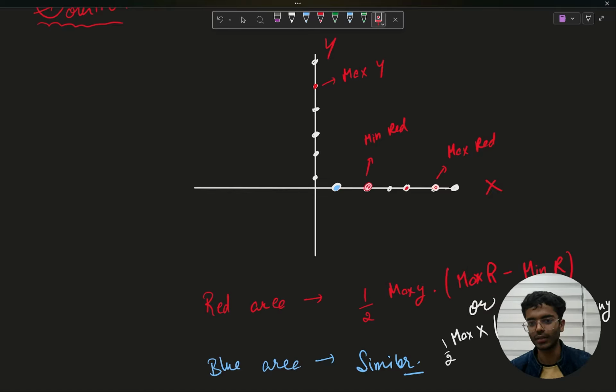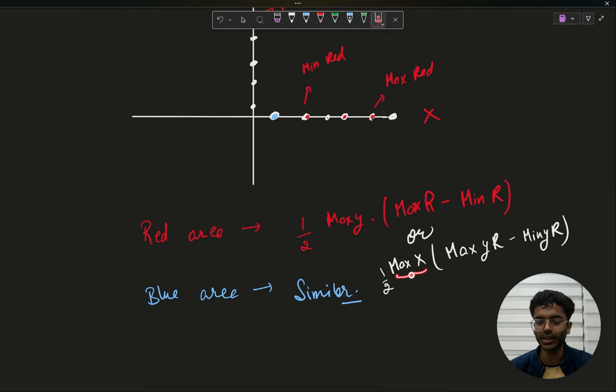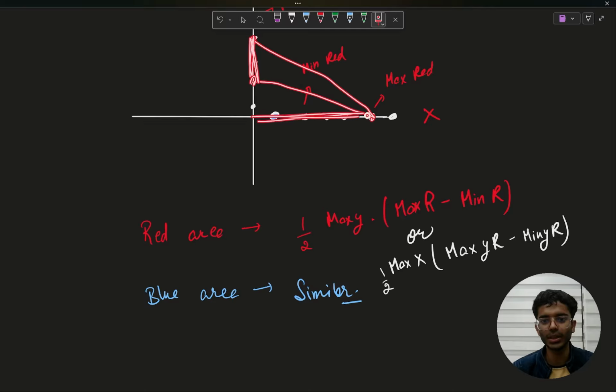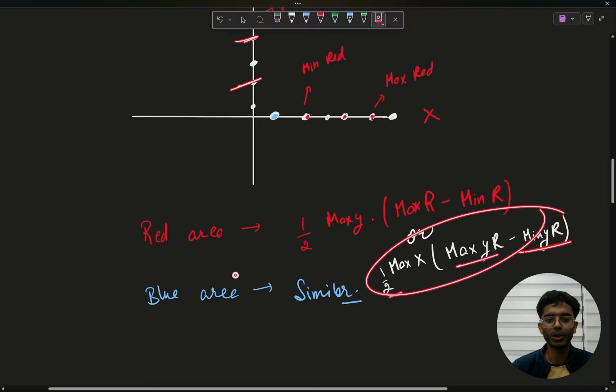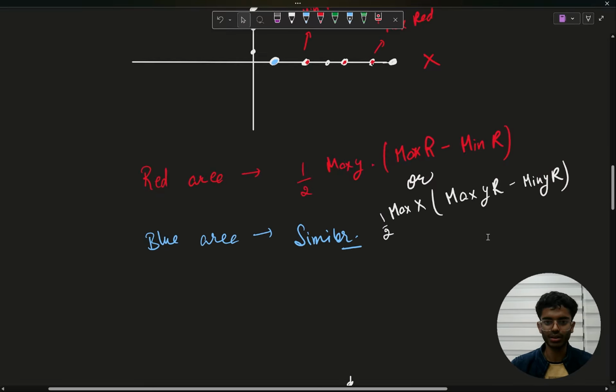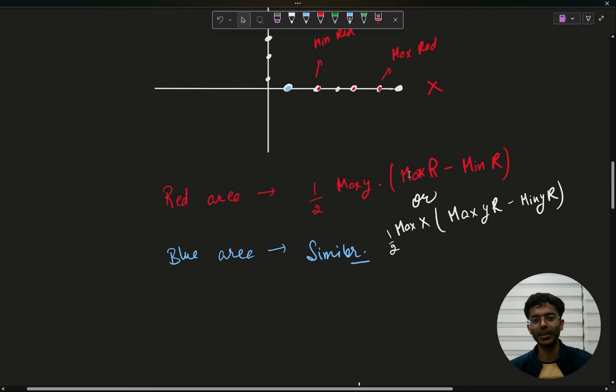That's assuming we are choosing two red points on the x-axis. The other option is that we choose two points on the y-axis, in which case we would have the maximum R we are choosing into the base, right? If we are choosing these 3 points, then this would be the base and this would be the height. So height would be the maximum R that we have, into max Y minus the min Y which is colored red, into 1 by 2, right? Now in the blue area, you can just similarly figure out the formulas. And this is in general what the formula is going to be for the maximum area.